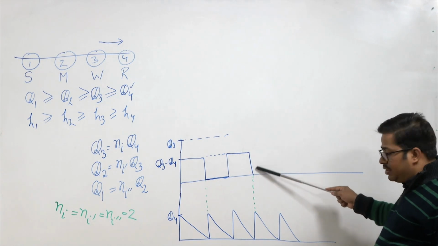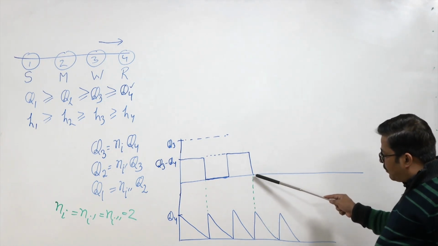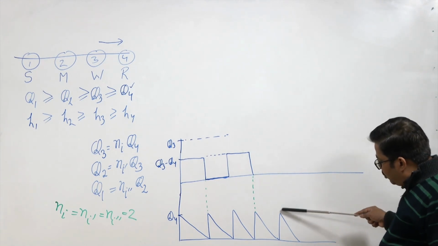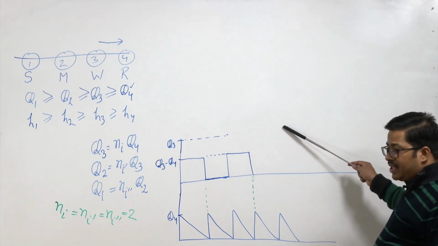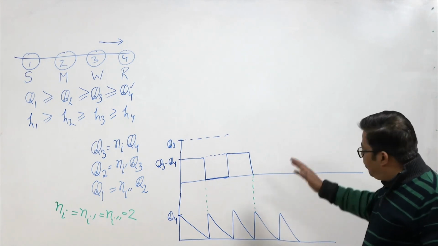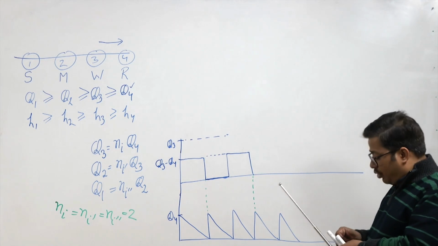Q4 items are available with me, and I will supply these Q4 items to stage 3, and the stock will again come to 0. So I will remain with 0 stock for one more cycle of stage 4, and then again Q3 supplies will come, and this type of step pattern will keep on going.